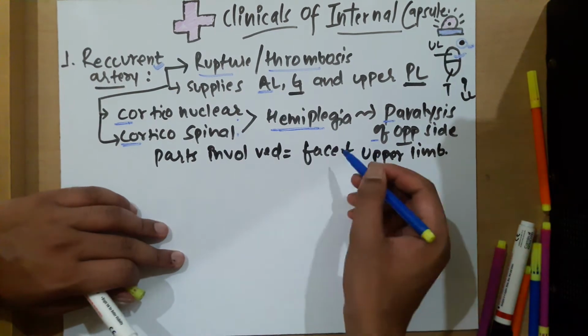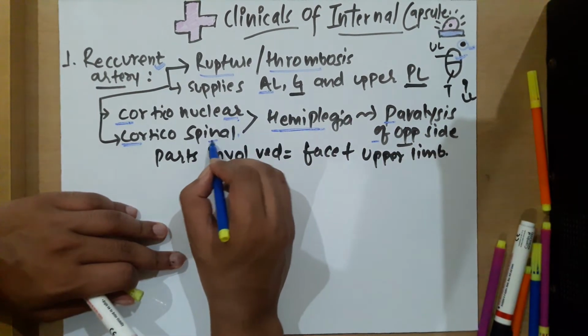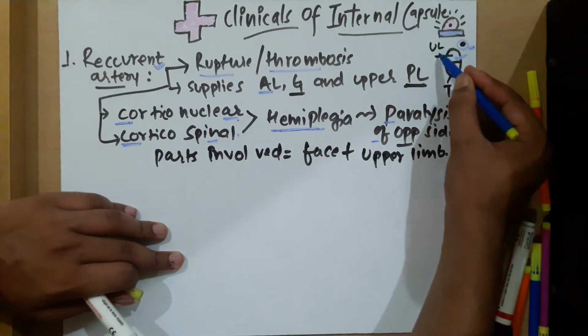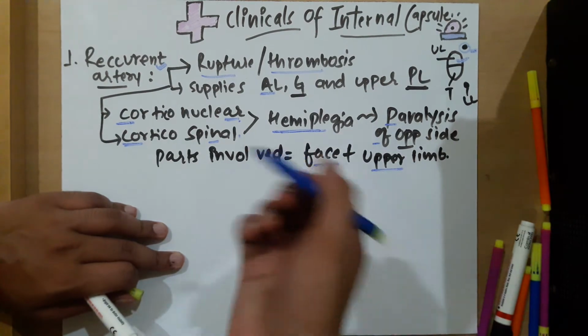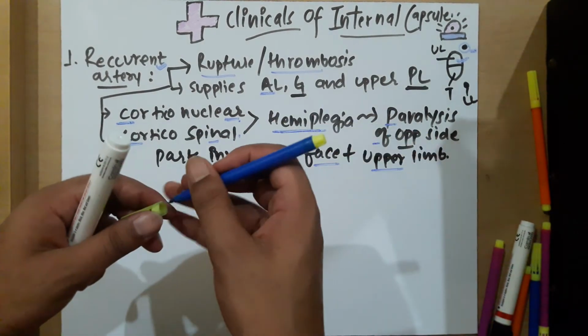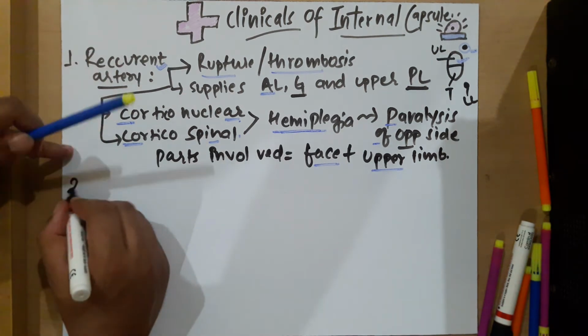And the parts involved will be, obviously, if the corticonuclear is supplying the head and neck and the corticospinal is supplying the upper limb, then the upper limb and the face will be the parts that will be involved in the paralysis. So now the Charcot's artery.